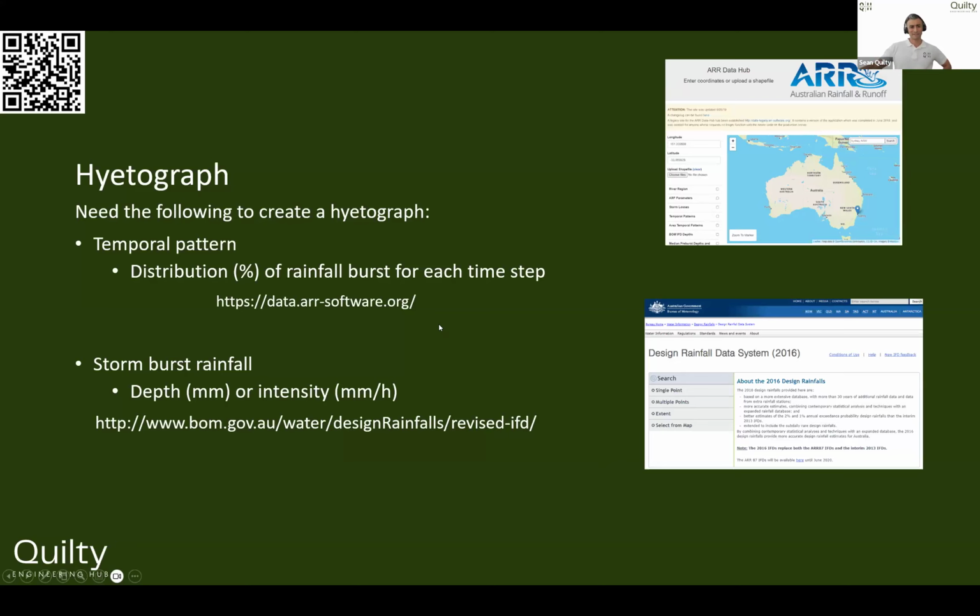So I've got a couple of website links there again for everyone online. The ARR Data Hub at the top, again, free. You don't have to sign up or anything. You literally just plug in your location and you can download a whole heap of really useful rainfall data. And then you can get your IFD data or your rainfall intensities from the BOM website, that bottom image there.